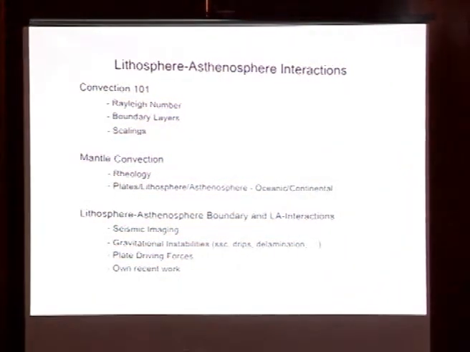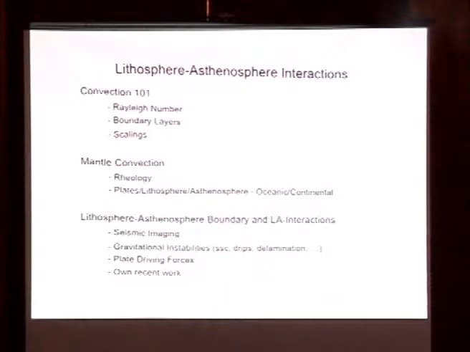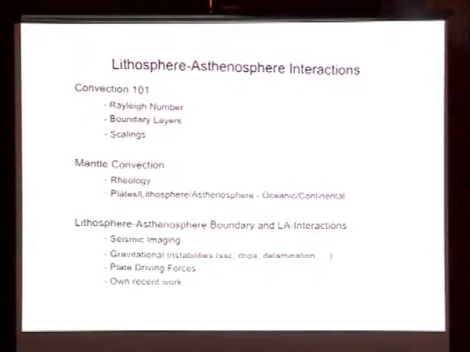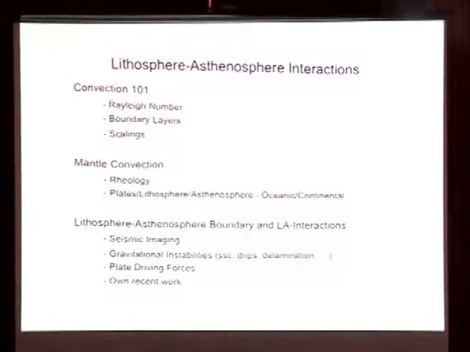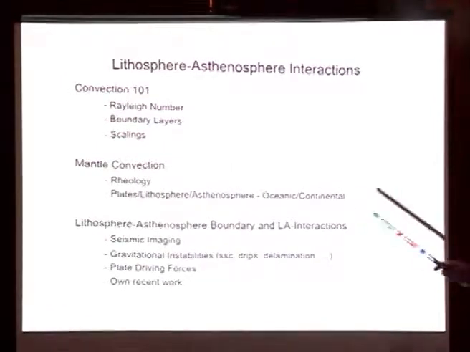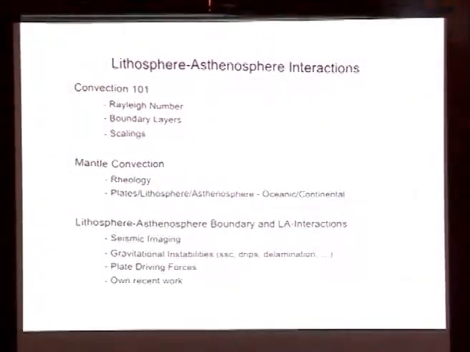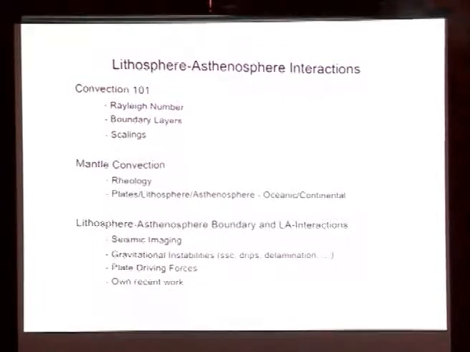Then I will talk about mantle convection, point out the importance of rheology, not that Greg hasn't done that already. Talk about plates, lithosphere, asthenosphere, both in the oceanic and the continental setting. Then I will move to the lithosphere-asthenosphere boundary and interactions at this boundary, how this boundary has been imaged successfully, gravitational instabilities that occur, small-scale convection, drips, delamination events.